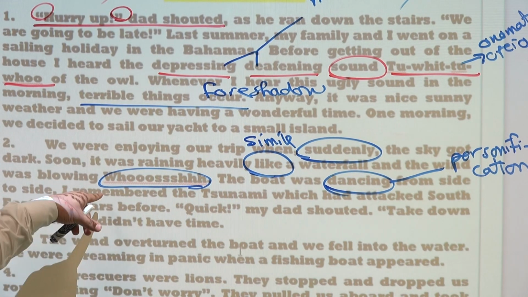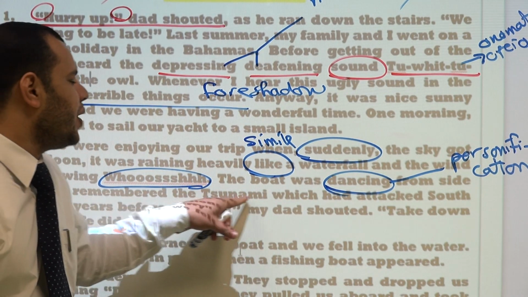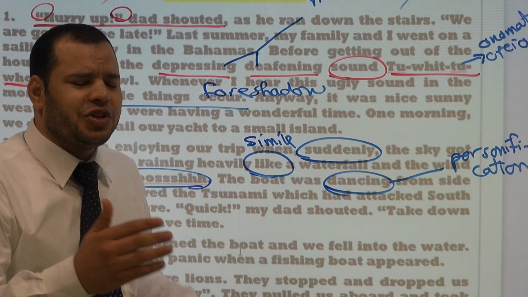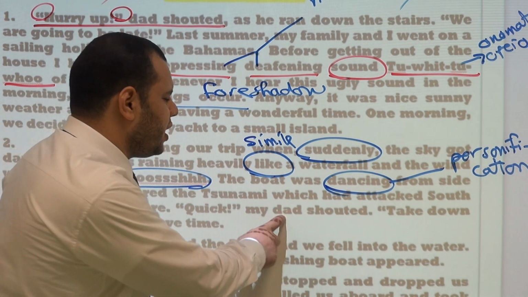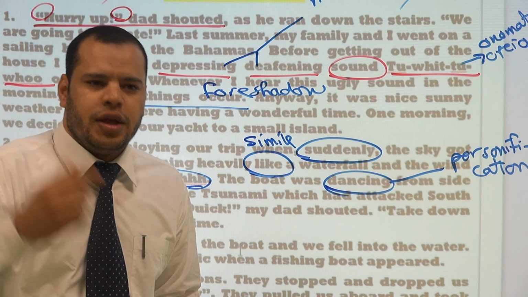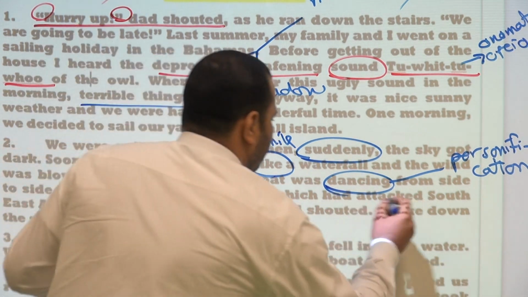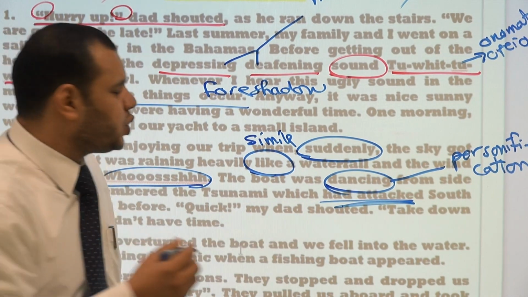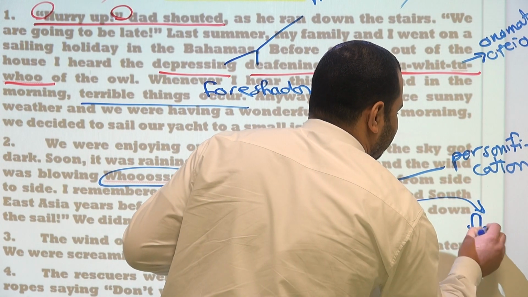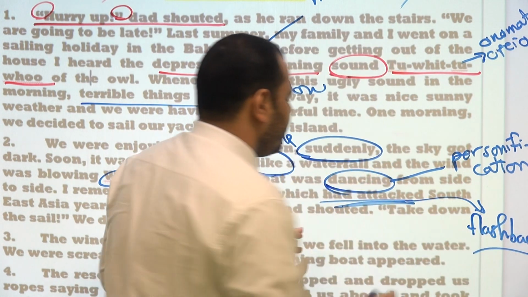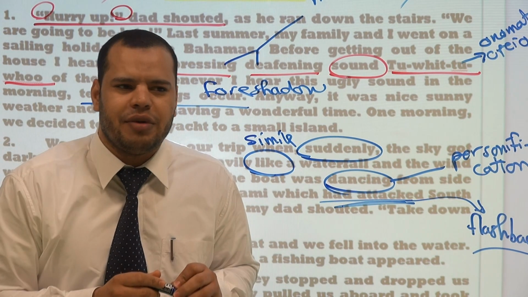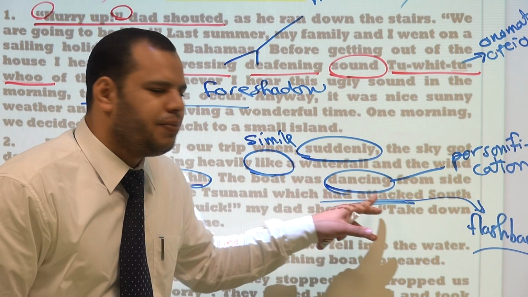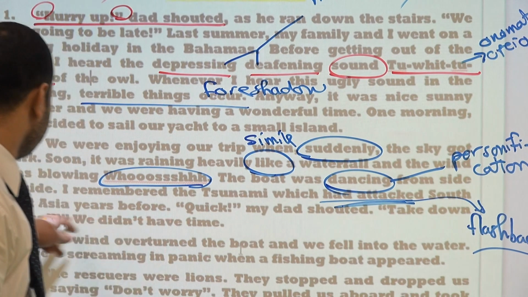From side to side, I remembered the tsunami which had attacked Southeast Asia. Tsunami which had attacked, is it at the time of the story or earlier, before? Yes, it's before. So, when we mention an earlier event, earlier to the story, we call it flashback. And the flashback gives us details, background information about the events. You can find it easily if you found past perfect, had plus past participle.